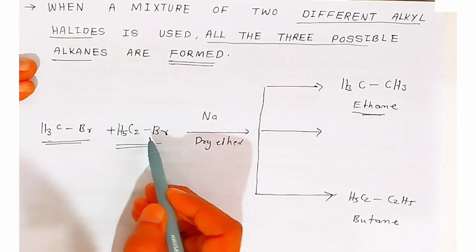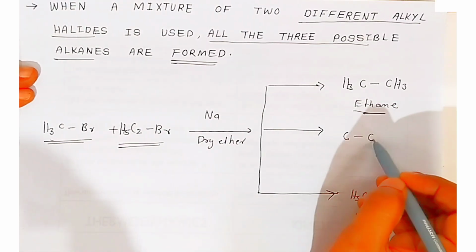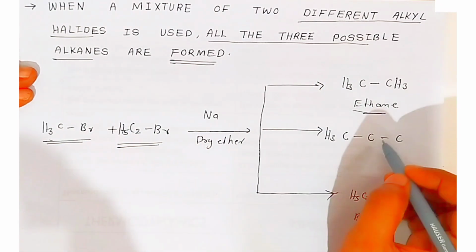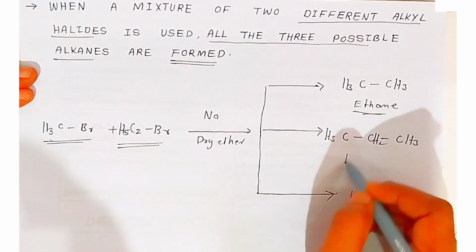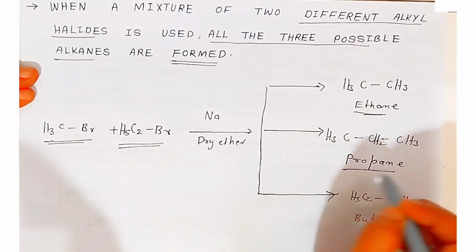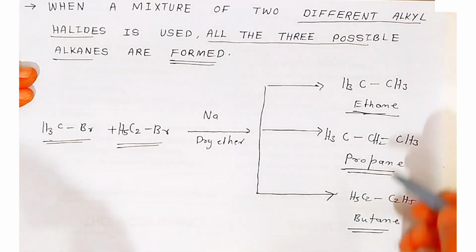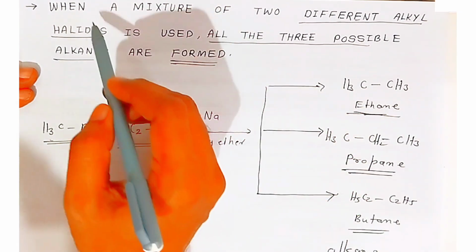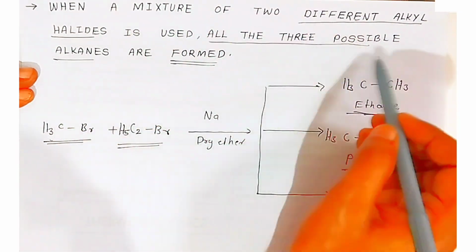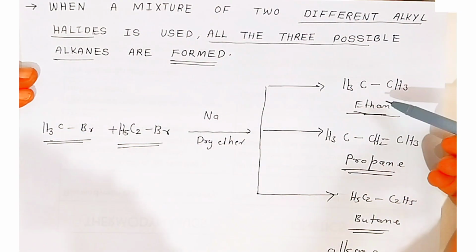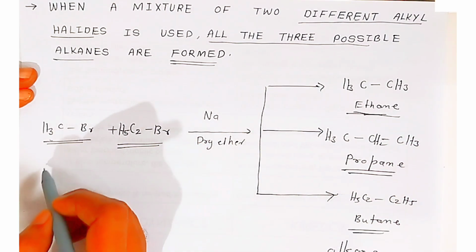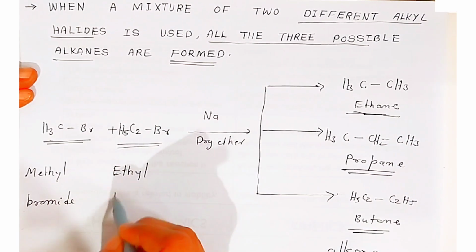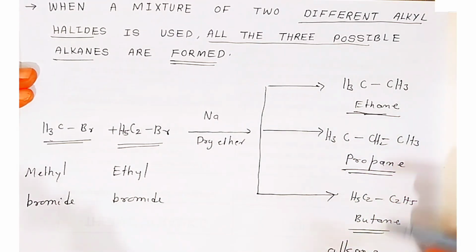Suppose these two alkyl halides are reacting, it will form a 3 carbon compound, students. So here CH3, it will be CH2 and CH3. There is a formation of propane. So these are the 3 types of simple hydrocarbons, alkanes, that are formed. Understanding, students? So 3 different types of alkanes are formed. When you are taking a mixture of 2 different alkyl halides, all 3 possible alkanes are formed. These are the 3 possible alkanes, that is ethane, propane and butane. When you are taking alkyl halides, this is methyl bromide and this is ethyl bromide, these are the 3 different types of products formed.